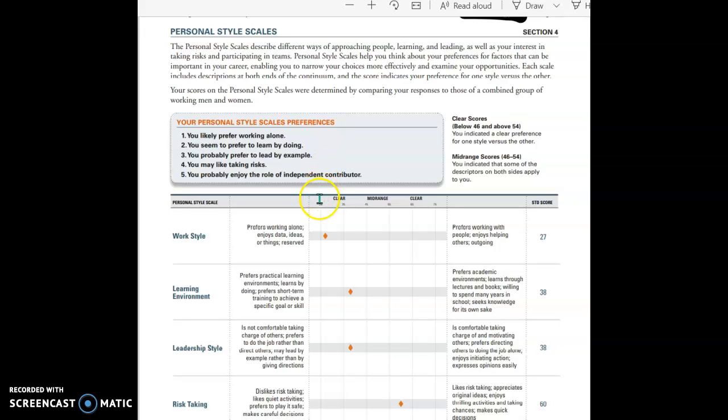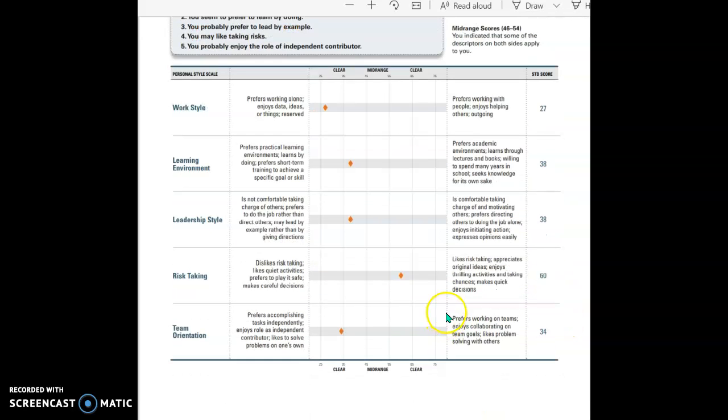So as you can see, there is a continuum here with 2 ends, and this little diamond symbol is indicating your preference in that area. And you can read the descriptors on both sides and see where you fall in each of those areas.